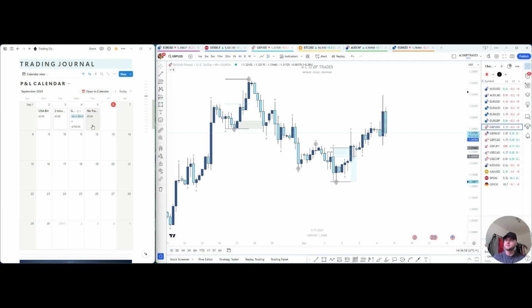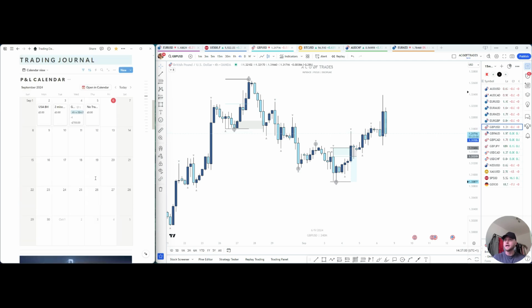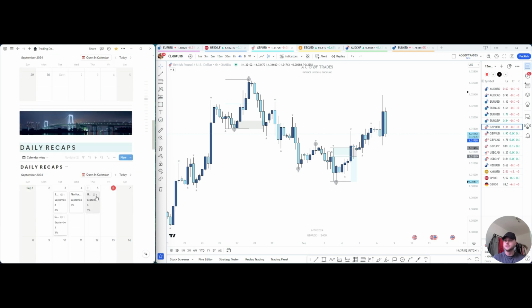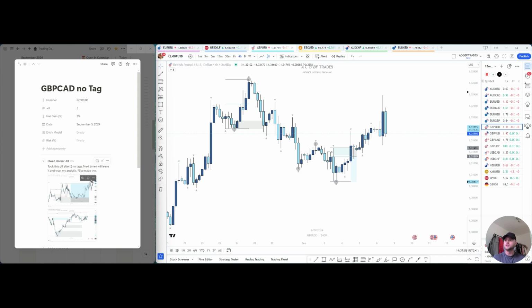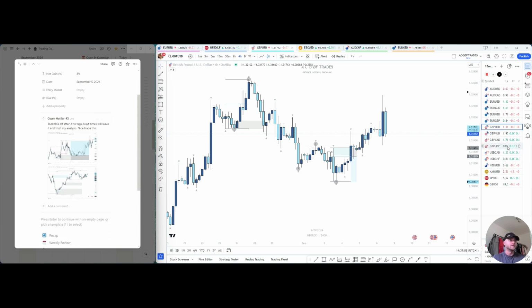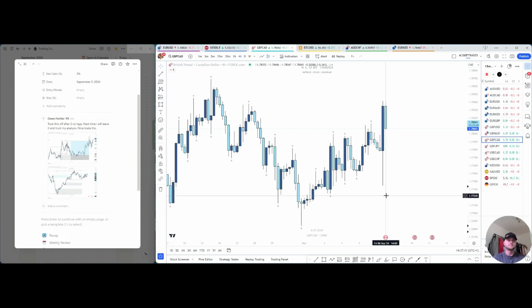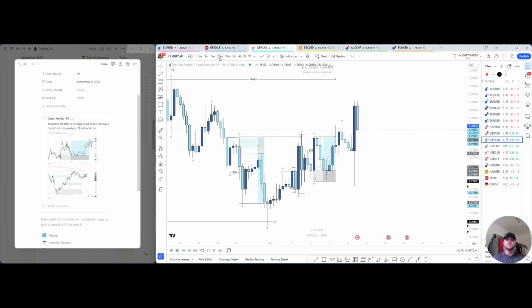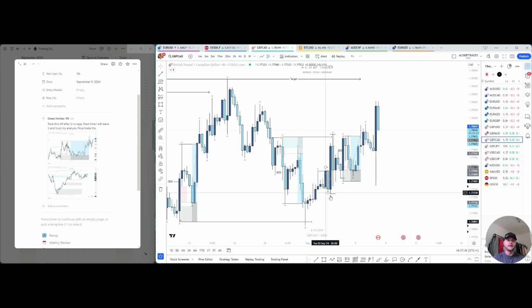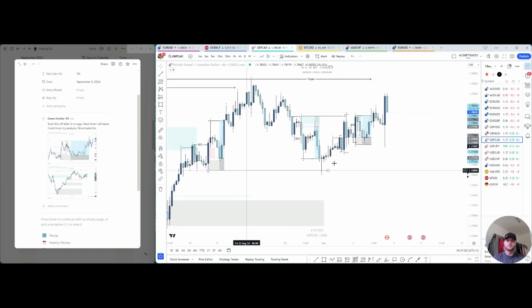Yesterday, no live trades, should I say. Sorry. And there was one GBP CAD trade, which was a bit of a weird one. So after we swept this and we started to push up, I thought, okay, we swept some major 4 hour structure. Even though we haven't come back to discounted price, I'm still happy to get in.